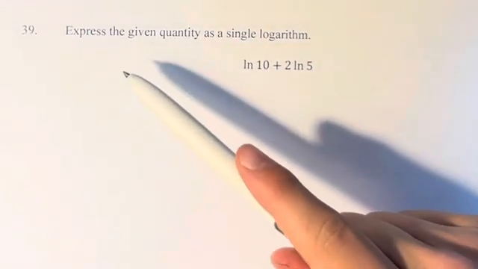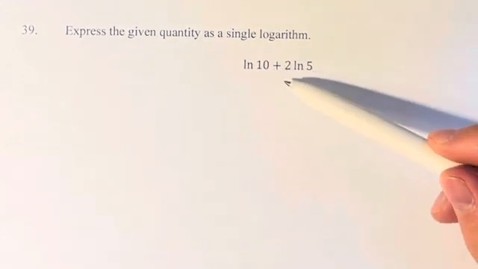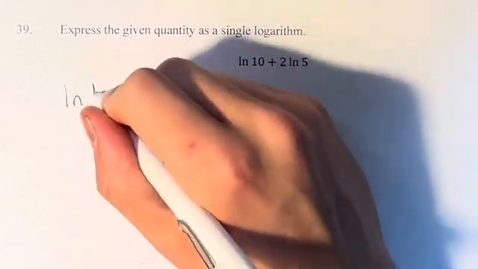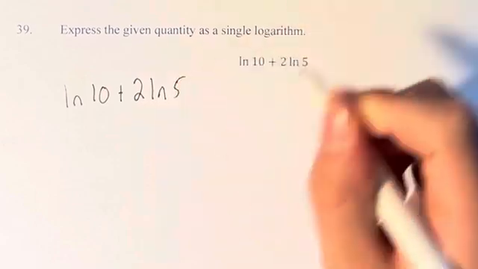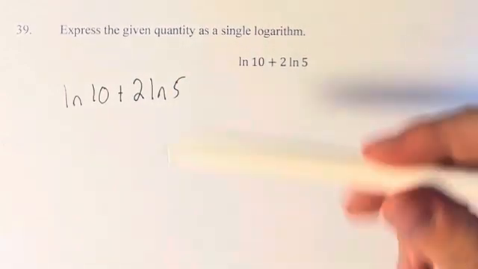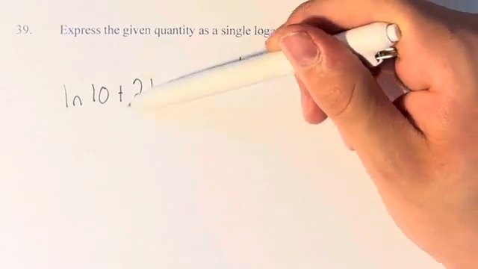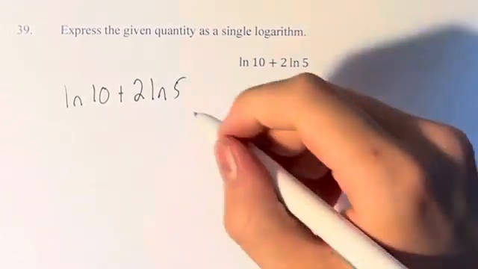In this problem, we're asked to express the given quantity as a single logarithm, the natural log of 10 plus 2 times the natural log of 5. So writing this down here, what we're not going to have to do is calculate anything, we just have to combine these together. So the first thing is when you have a constant on the outside of a log, you can bring it to the inside as an exponent.